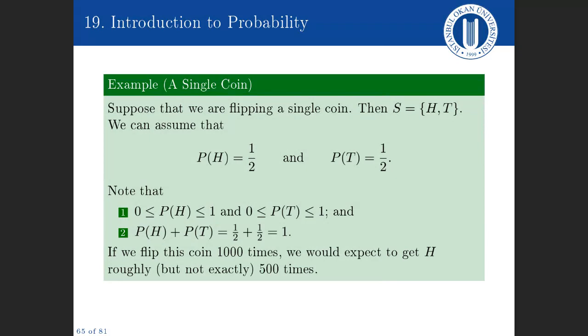Let's think about flipping a coin. Let's suppose it's a fair coin. Then the sample space is either heads or tails. And if it's a fair coin, we can assume that the probability of heads is a half, and the probability of getting tails is also a half. Note that both of these probabilities are between 0 and 1, and if we add them together, we get 1. If we flip this coin 1,000 times, we'd expect to get heads roughly 500 times. Probably not exactly 500, but roughly 500 times.